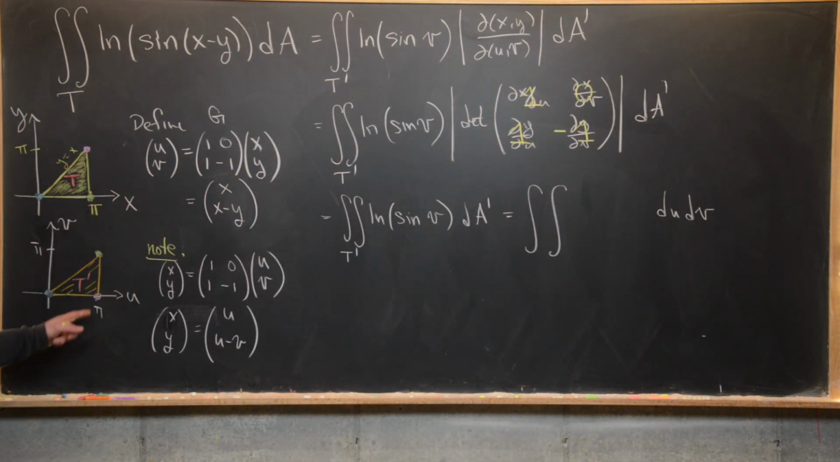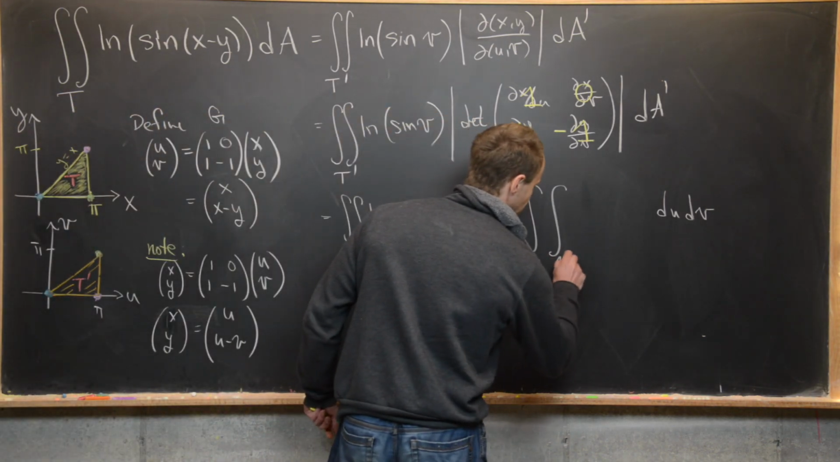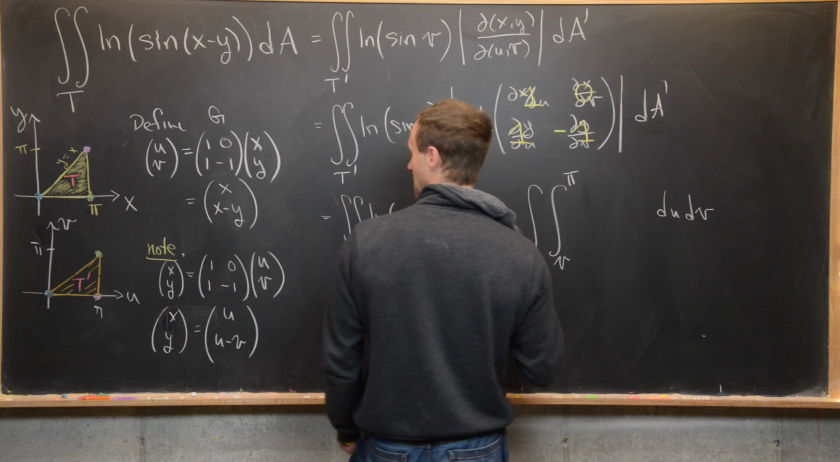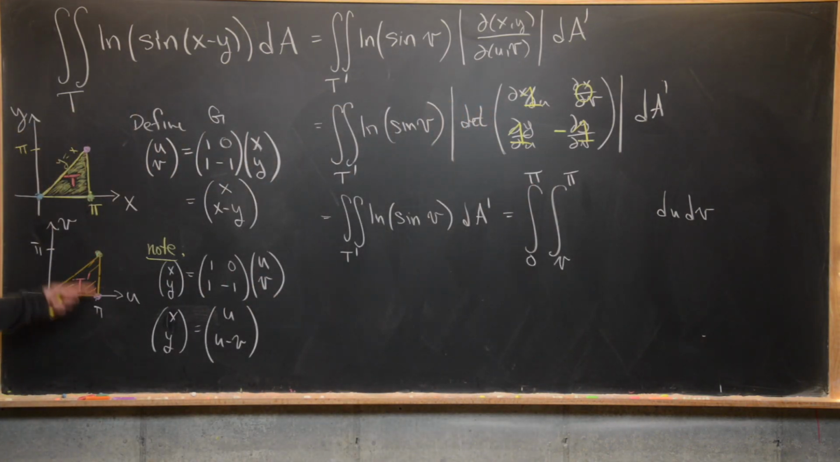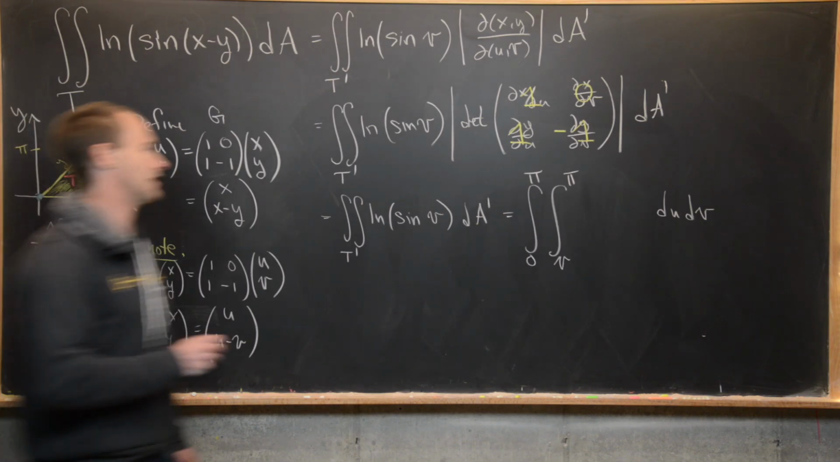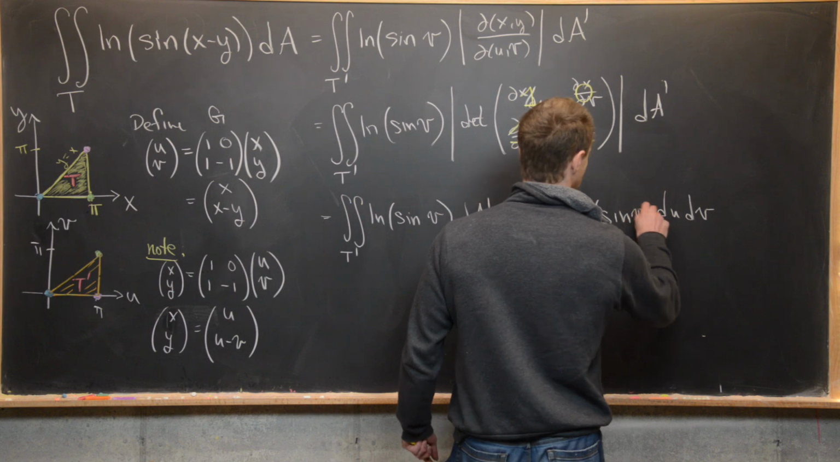Well, what do we need to do? If we're doing the u integral first, then that means we need to go from this object right here, which is u equals v, all the way up to u equals pi. So here we're going to go from v to pi, and then here we'll go from 0 to pi to finish it off in the v part. And then we'll have natural log of sine of v.